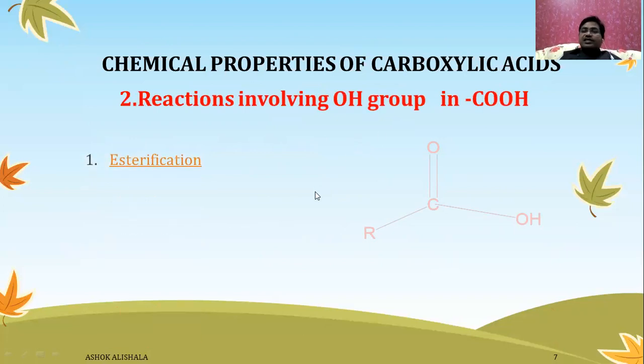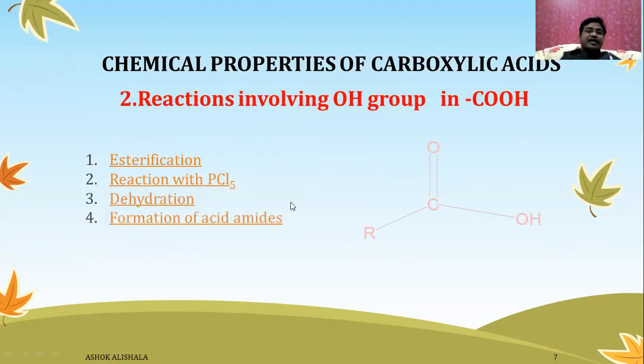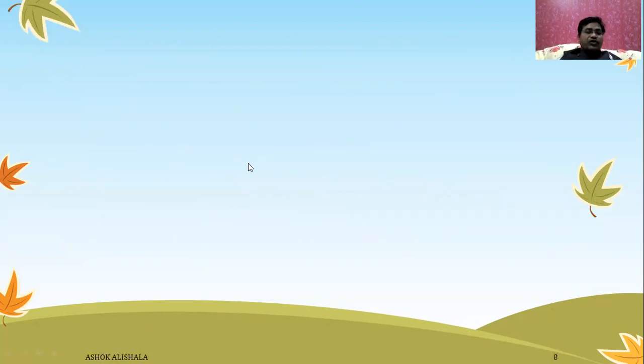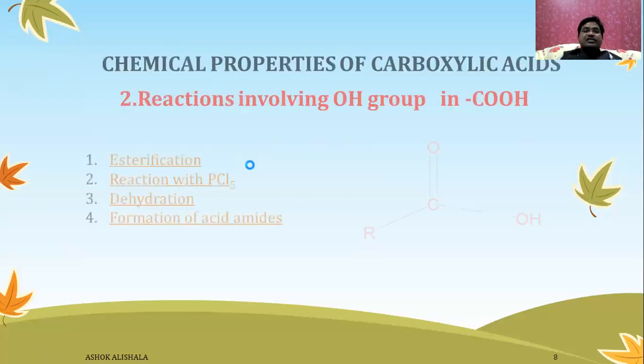The first one is the esterification reaction. What is esterification? Generally, carboxylic acid reacts with alcohol to form ester and water, which is called esterification. This occurs in acidic or basic medium, and it is a reversible reaction. Another one is reaction with PCl5. The third is dehydration, formation of acid amides. These are the 4 reactions that will be discussed in this case.